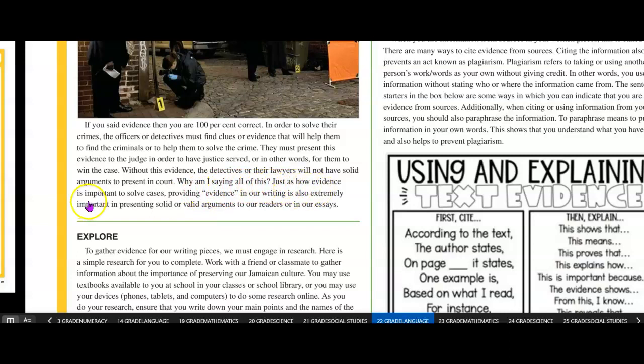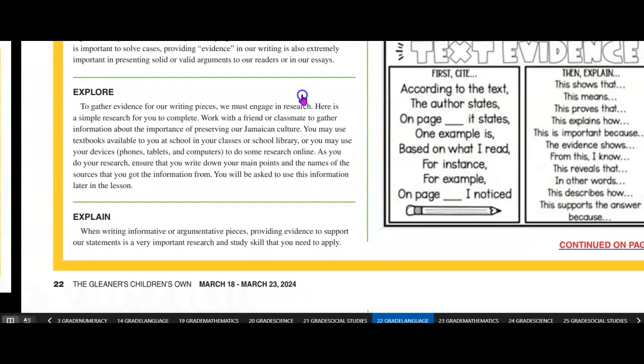Just as evidence is important to solve cases, providing evidence in our writing is also extremely important in presenting solid or valid arguments to our readers or in our essays. To gather evidence for our writing pieces, we must engage in research.